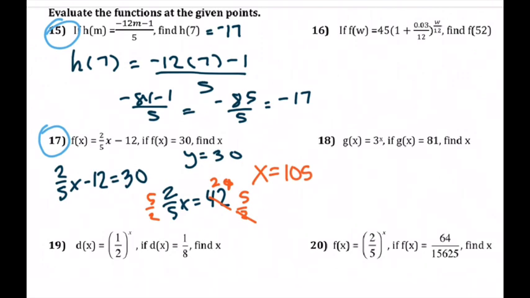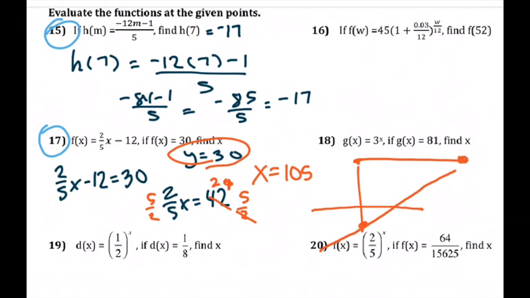That means that if I was looking at this graph, and I don't really have space to draw this, I'll just draw it over here. If I was looking at the graph, y equals 2/5 x minus 12, it's going to look something like that. If I know that y is 30, that means go up to y equals 30. How far would I have to go over to meet that graph? Where would the x be on that? The answer would be 105. If I go over to 105, I would go up 30 to be on that graph.